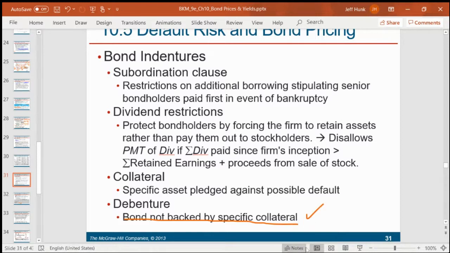Bond is strictly a debenture. In other words, it's based on the credit rating of the company. You don't request collateral from the company to buy bonds. Make sense? This is the difference between the loan from the bank and the bond. Because if you want to get a loan from the bank, they will always ask for a collateral, right?